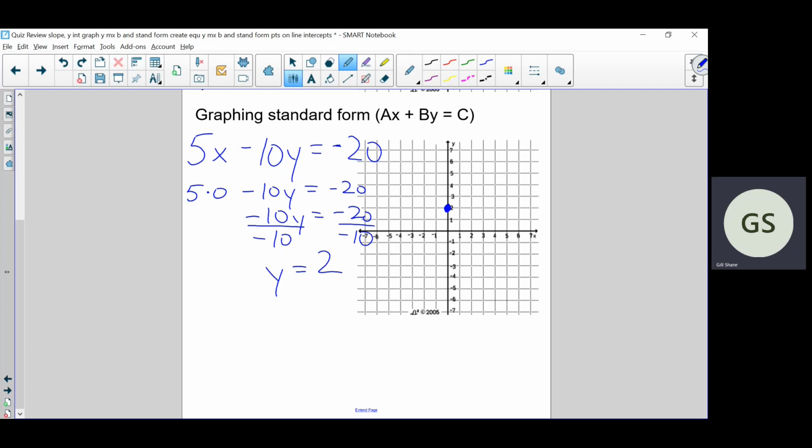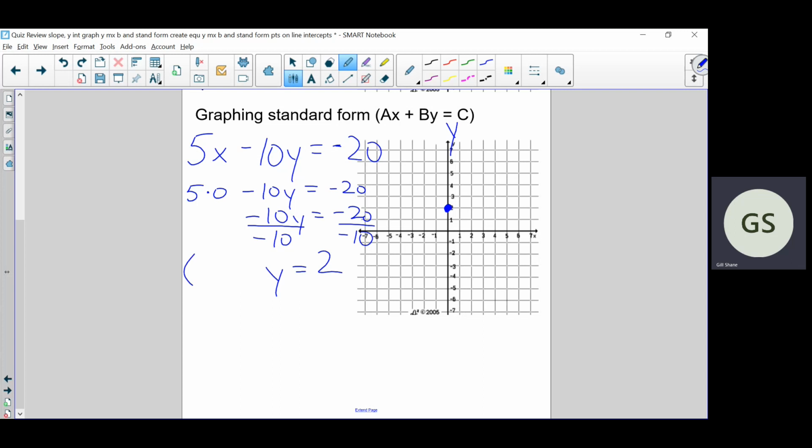So if y is 2, I put a point on the y-axis on 2. For some reason, some people were putting this point on the x-axis and the other point on the y-axis. I don't know why. They were plugging in 0 for x, so for some reason they thought that meant they were solving for x. Well, no, we're not solving for x. We're saying x is 0.